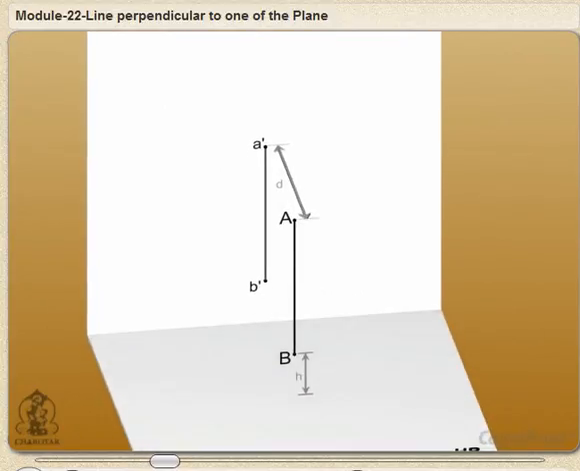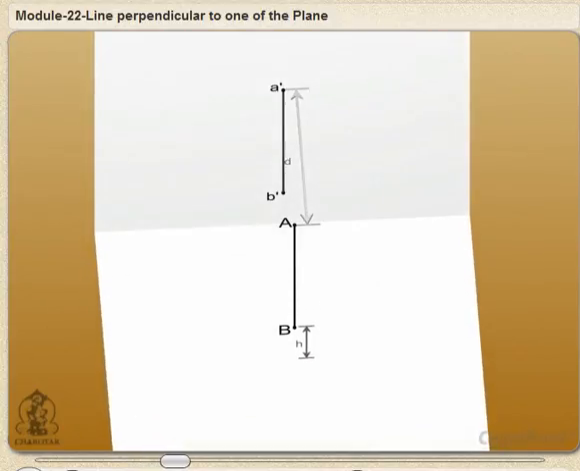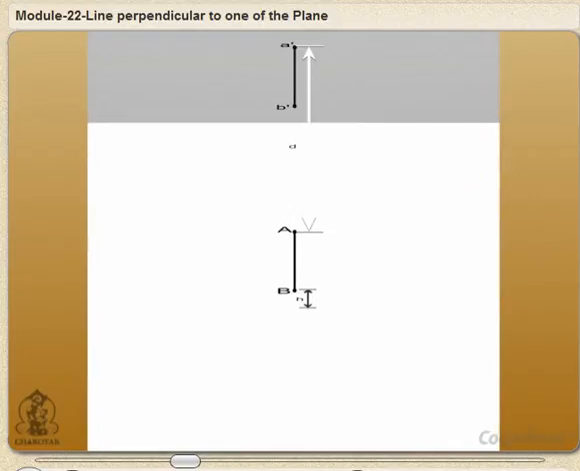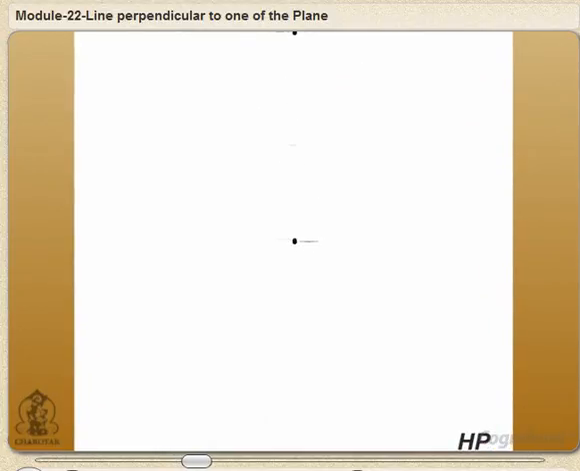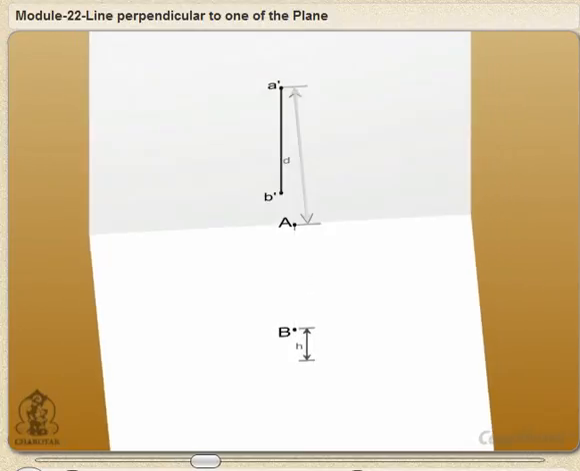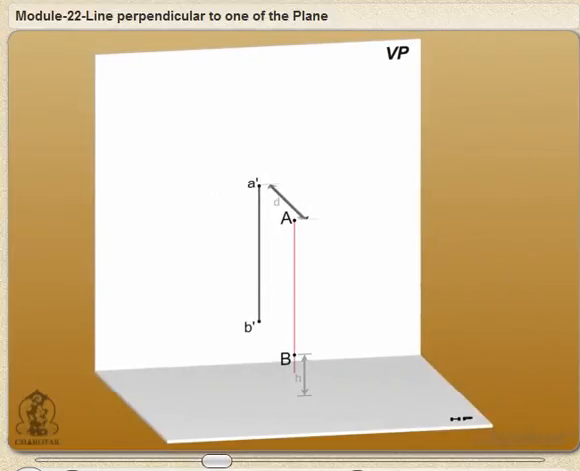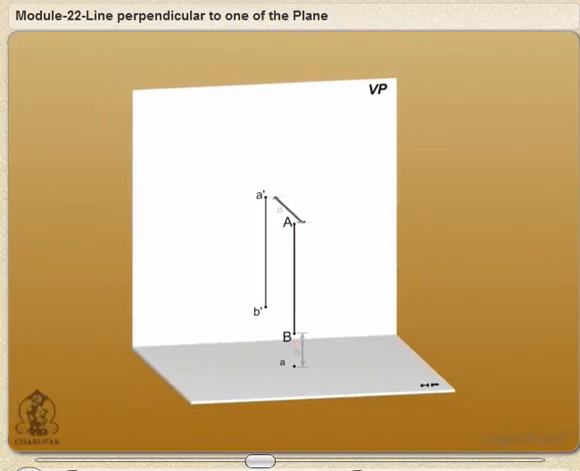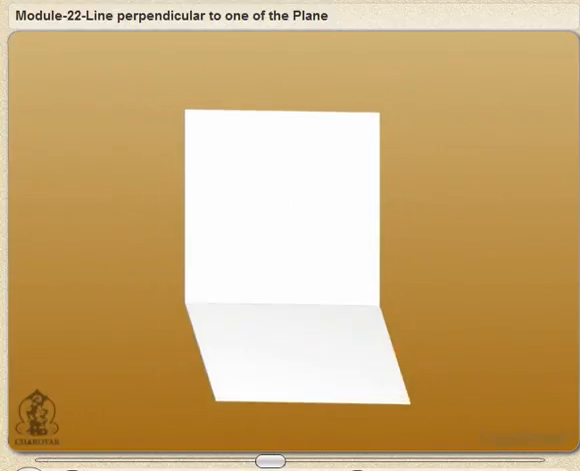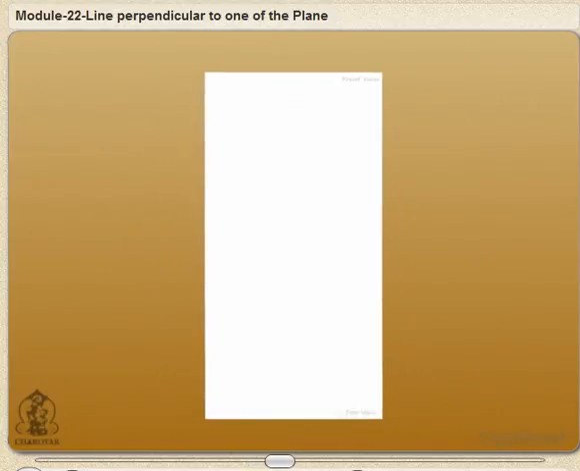As you can see from top, point B is visible and it hides point A. So, projectors from point B passing through A meet HP at point BA, which is the top view. So, let's see how it will appear on paper.